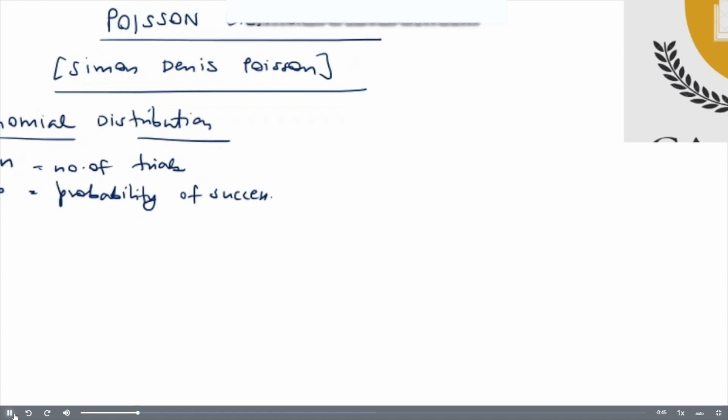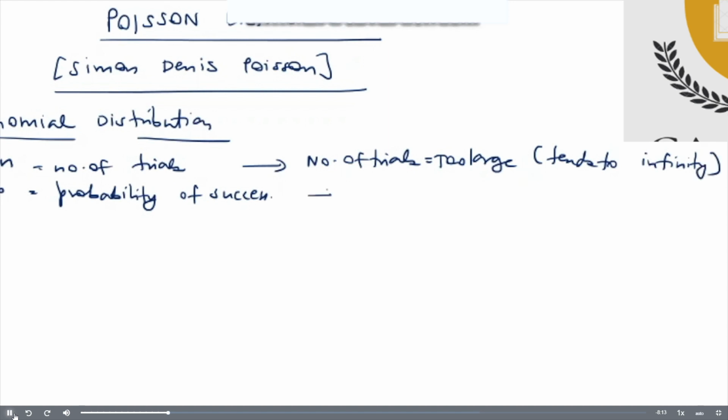Now here what happens sometimes, binomial distribution is definitely there to help us in handling bigger numbers. But at the same time binomial distribution also has certain limitations. What happens if the number of trials is too large, that is, it tends to infinity? And what happens if the probability of success is very small, it tends to 0? If this is the case, then we cannot use binomial distribution. We have to go in for a better method.